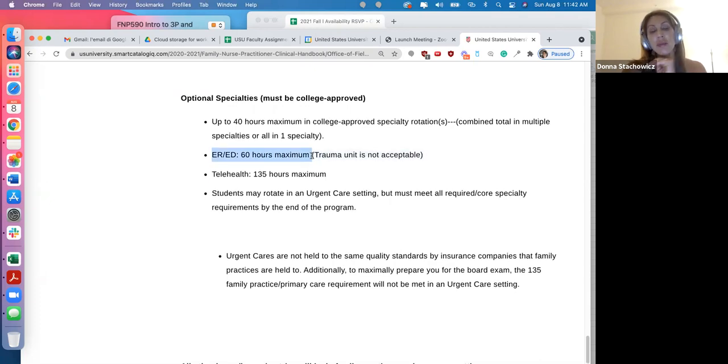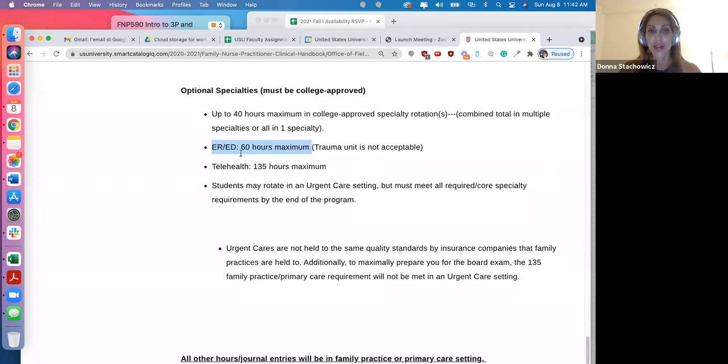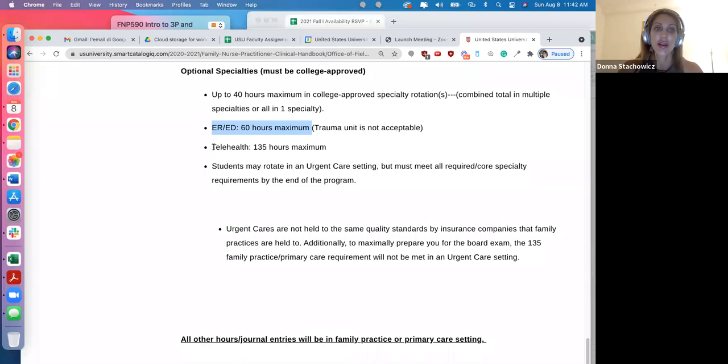ED/ER, 60 hours maximum. But again, trauma is not acceptable. You may not rotate in trauma. Remember, it's not just about one person, it's about our whole organization. We don't train you for trauma in the curriculum. Our USU clinical instructors, i.e. people like me, are not board certified as ER or trauma, and may not have ever stepped foot in a trauma center. So think about that. Think about some of your instructors. 100% of them are board certified FNPs. Some of them just happen to have a dual certification. Some of them might have a dual certification in psych, some of them might have ER, but we don't know, and you're randomly assigned. And so you cannot rotate in trauma or inpatient because some of them have no experience and can't supervise you in those areas.